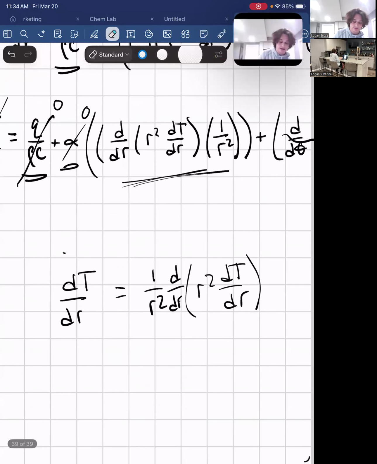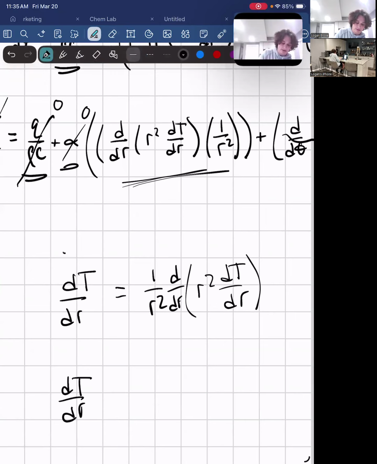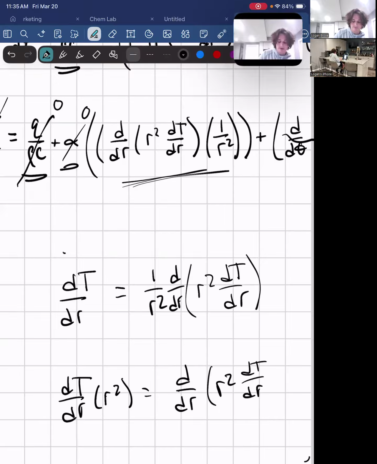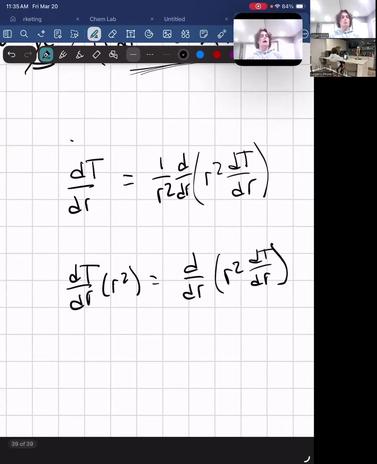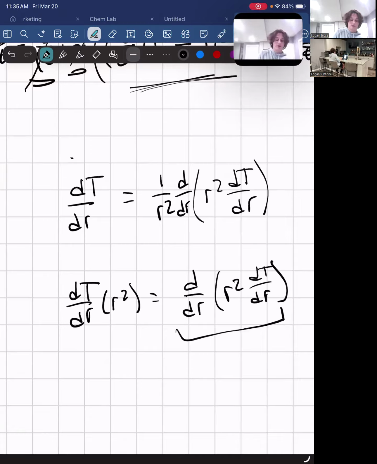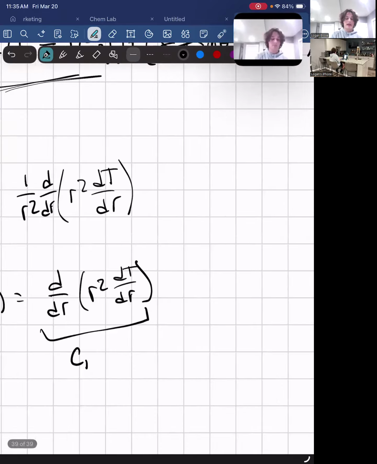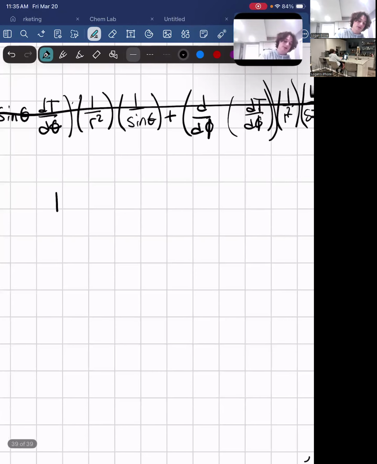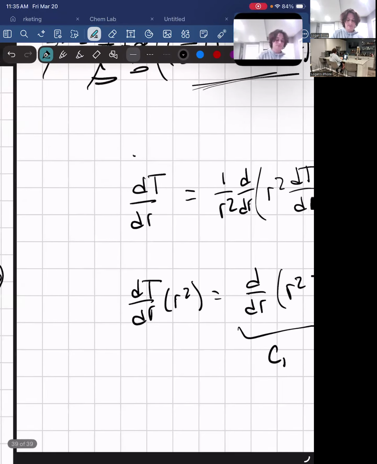Now we can look at this. We'll bring this over, so we have our dT dr times r squared equals d dr of r squared dT dr. And so what we're going to do here is call this our constant of integration. So this will be C1. And then when we rewrite this equation, we'll get dT dr equals C1 over r squared.